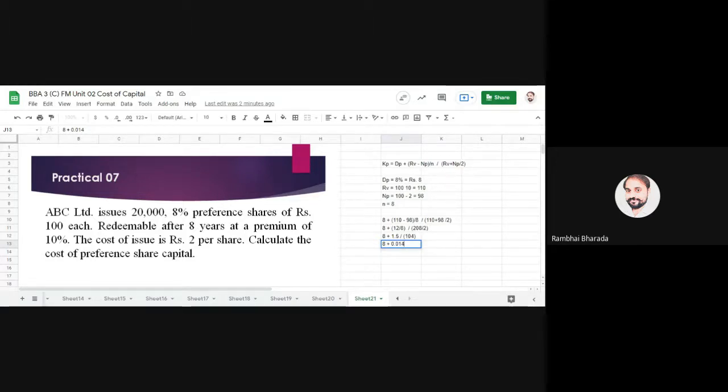1.5 upon 104, you will get 0.0144, plus 8, so 8.0144.